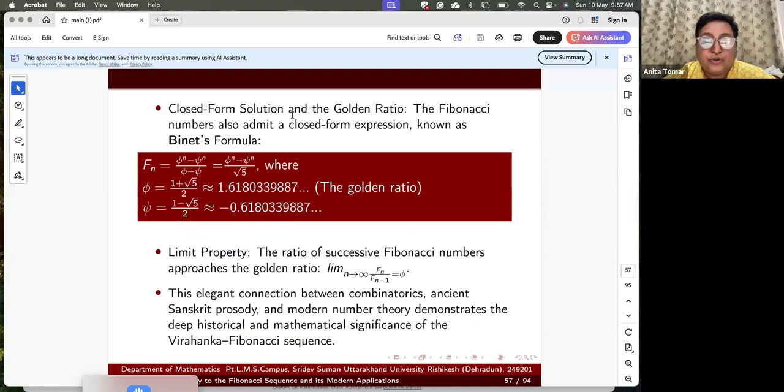So this is the closed form solution and the golden ratio. The Fibonacci numbers also admit a closed form expression known as Binet's formula. These are Binet's formula, and the ratio is the golden ratio.